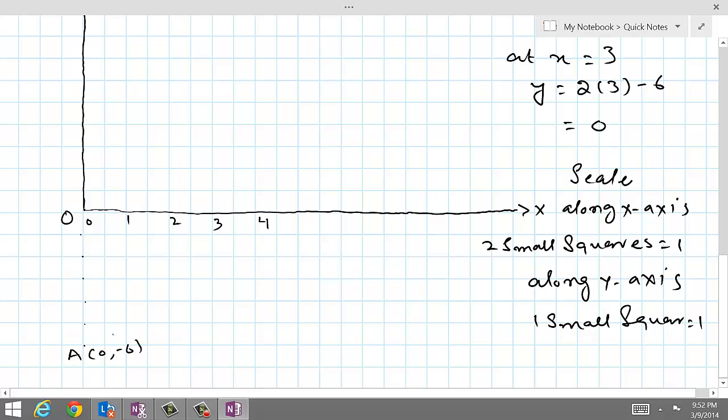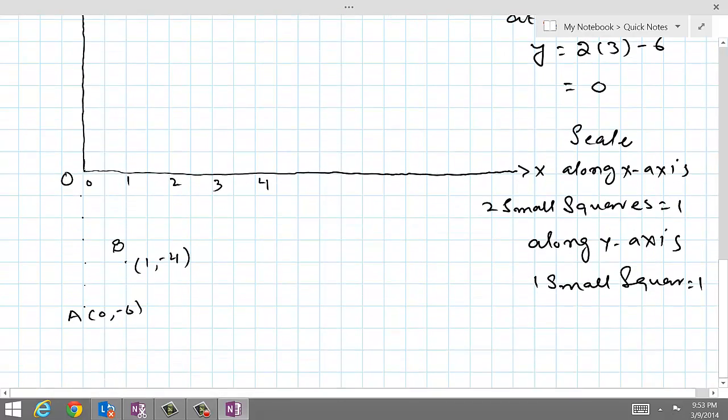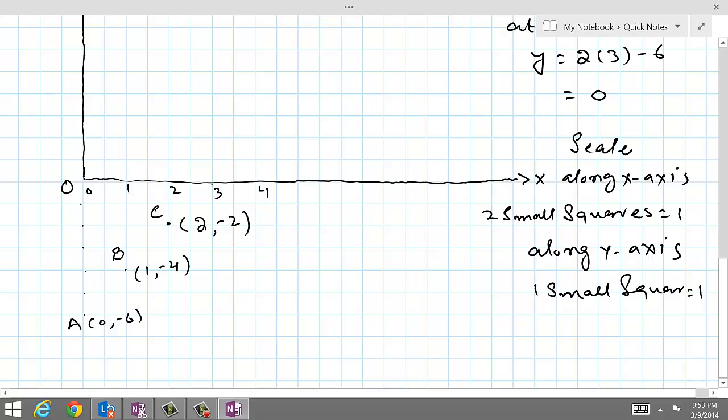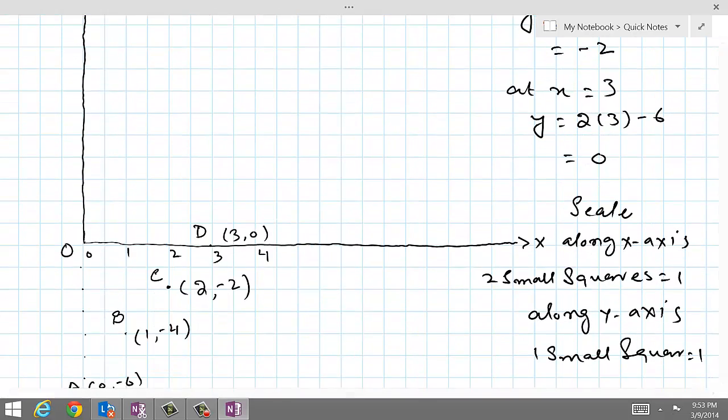Let's name this point A. The next point is 1, minus 4, that's right here. Let's name it point B. The next point is 2, minus 2, and let's call this point C. The next point is 3, 0, right here, and let's call this point D. And the last point, 4, 2, let's call this point E.